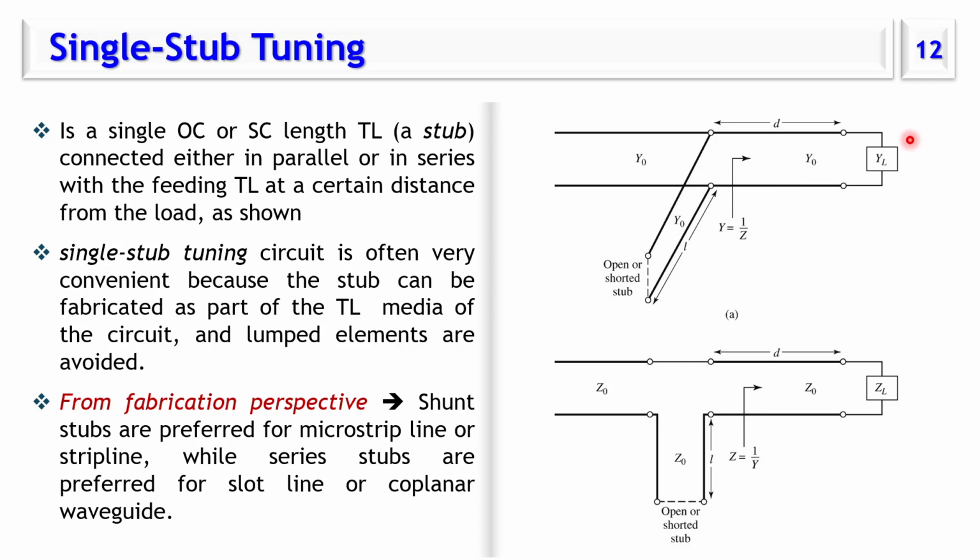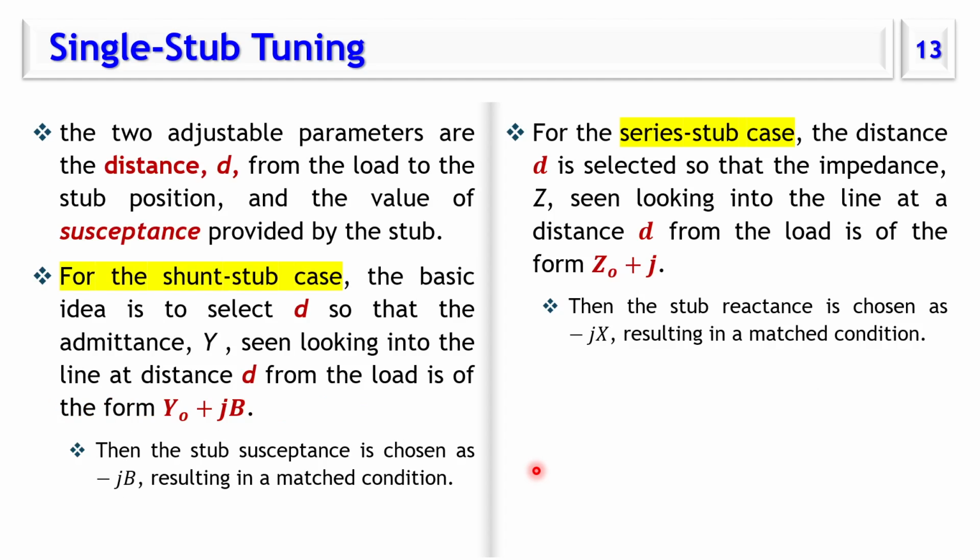The quiz is that, given load ZL and characteristic impedance Z0, how can you find D and L for this kind of stub or this kind of stub, shorted or open, and so on and so forth. So let us see how we would solve this problem.